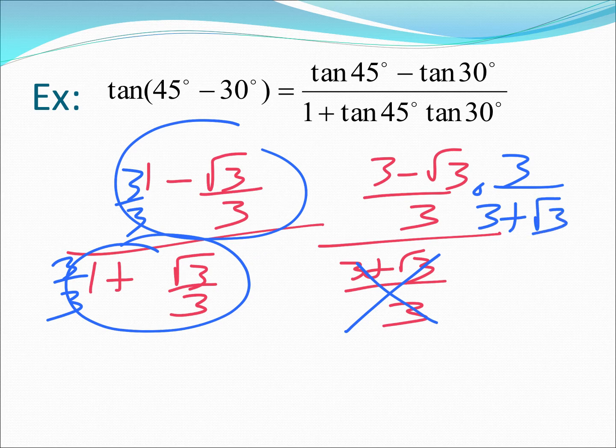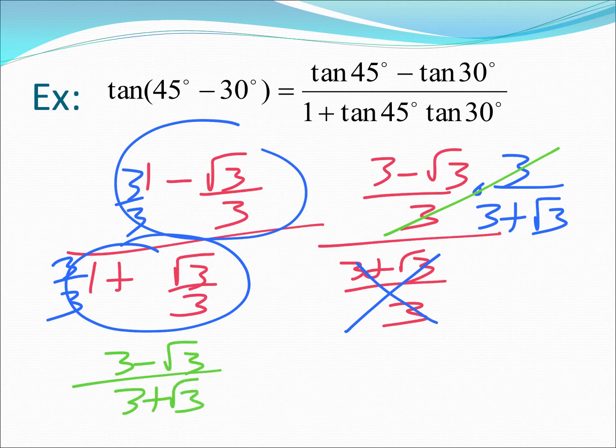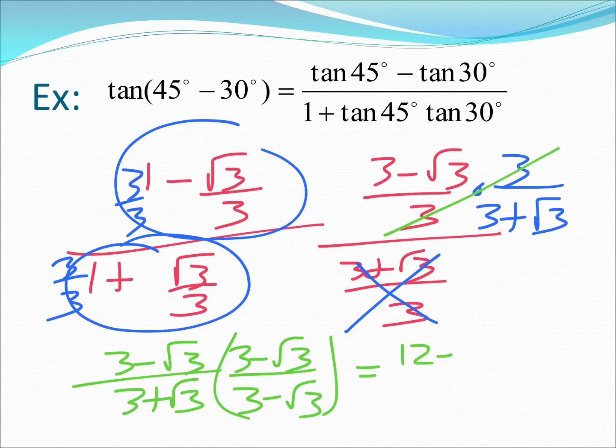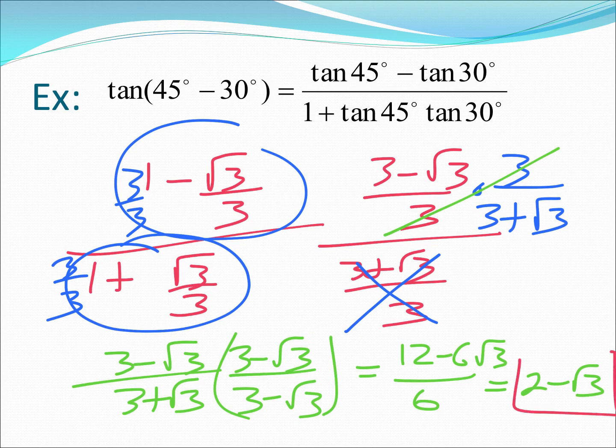My 3's are going to cancel. And I'm now left with 3 minus radical 3 over 3 plus radical 3. To finish solving this, I'm going to multiply by what we call the conjugate, which is 3 minus radical 3 over 3 minus radical 3. And that will give me 12 minus 6 radical 3 over 6, which will simplify to be 2 minus radical 3. So quite complicated and a lot of steps, but in the end we got something that is not terribly difficult.